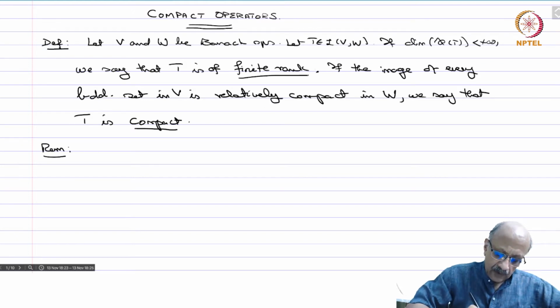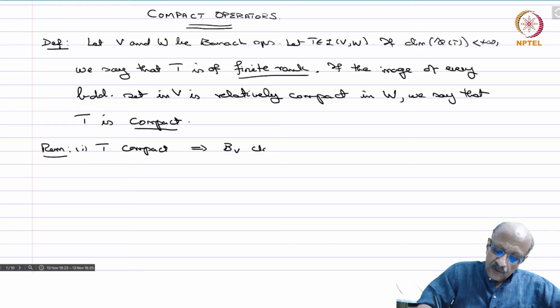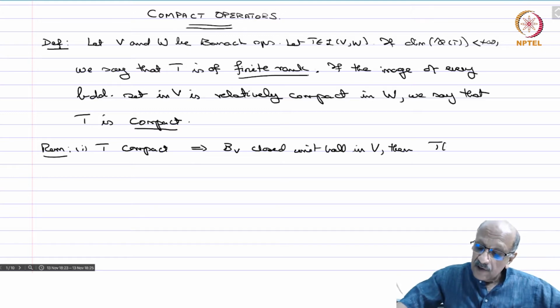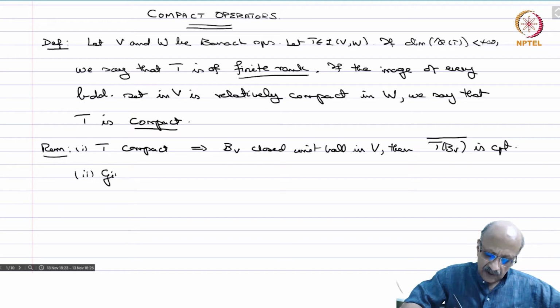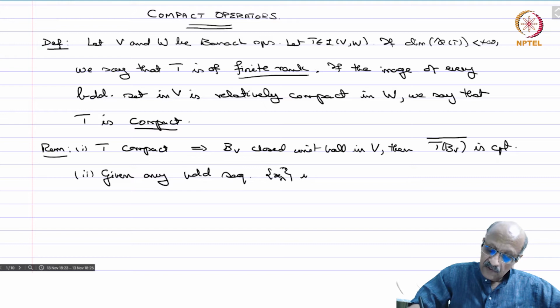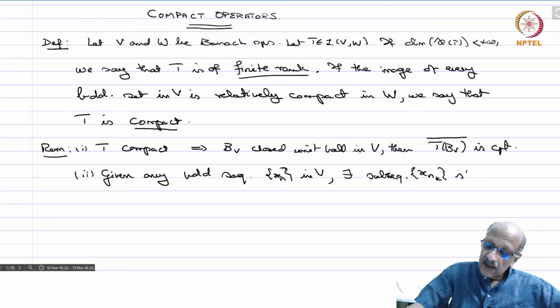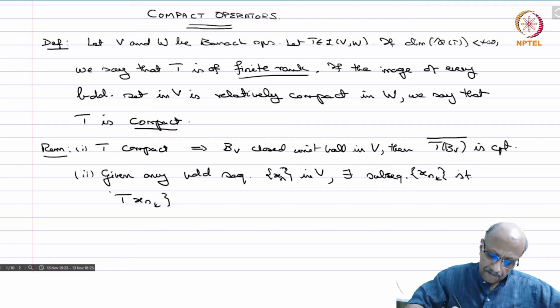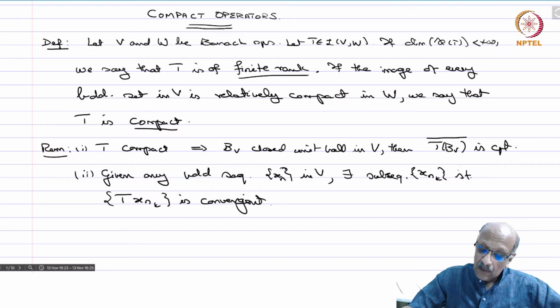So, a remark. T is compact means that if BV is the closed unit ball in V, then T of BV, this need not be closed, we have seen examples, its closure is compact. Alternatively, given any bounded sequence Xn in V, there exists a subsequence Xnk such that T of Xnk is convergent. Because Xn is in a bounded set, its image is relatively compact, and in a metric space compact means sequentially compact, and therefore you have a convergent subsequence.